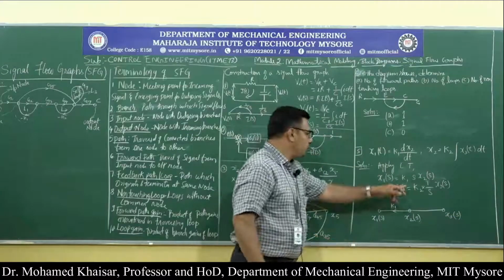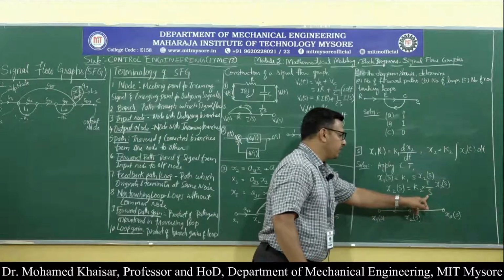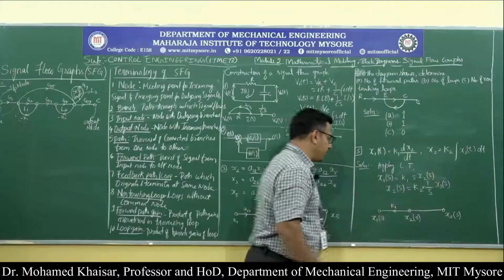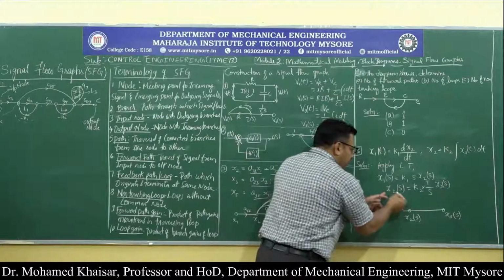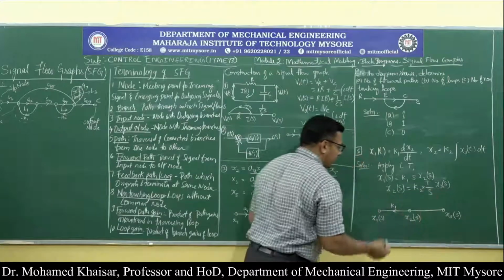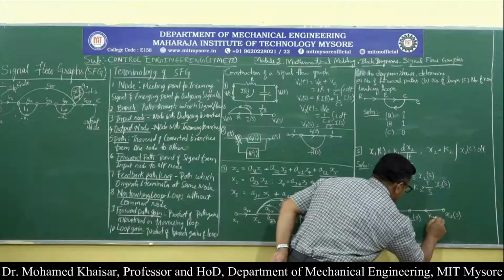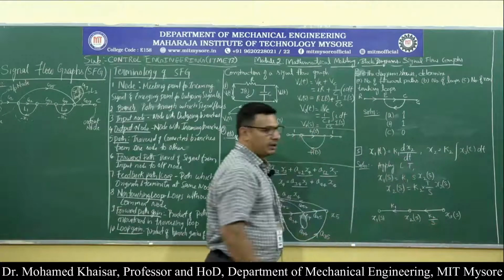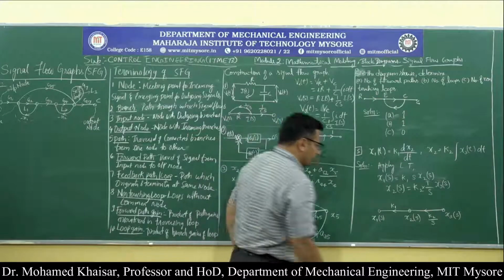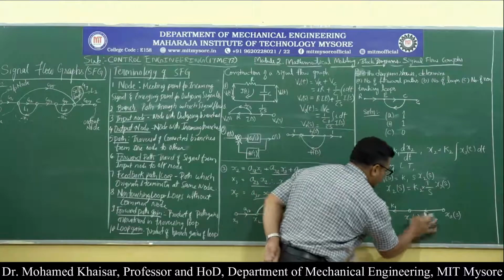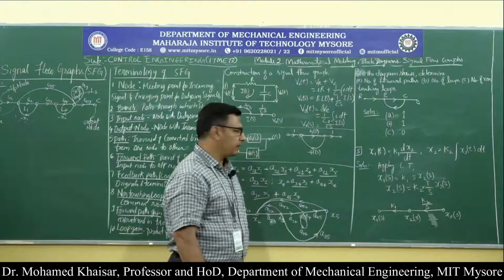Then what is x2? If you observe over here, it comes to be k2 divided by s. So k2 by s into x3 of s. Since x2 is on the left hand side, this is equal to this function. Because x3 is already there, k2 by s will be the relationship. So k2 divided by s.